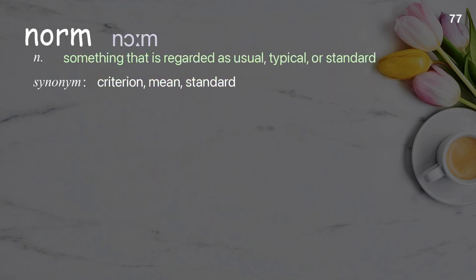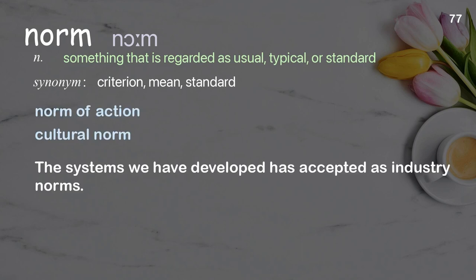Norm: something that is regarded as usual, typical, or standard. Examples: Norm of action. Cultural norm. The systems we have developed have been accepted as industry norms.